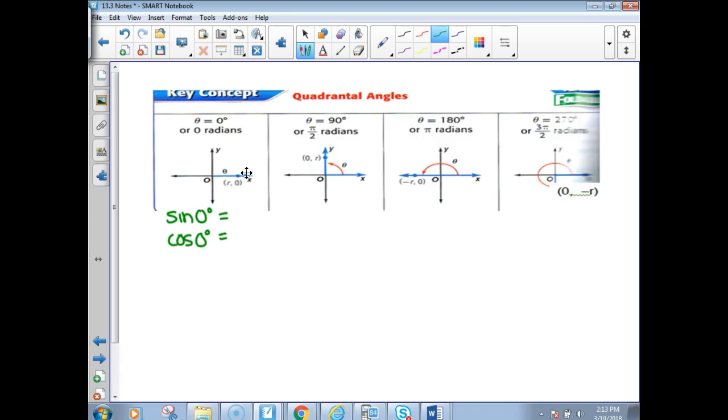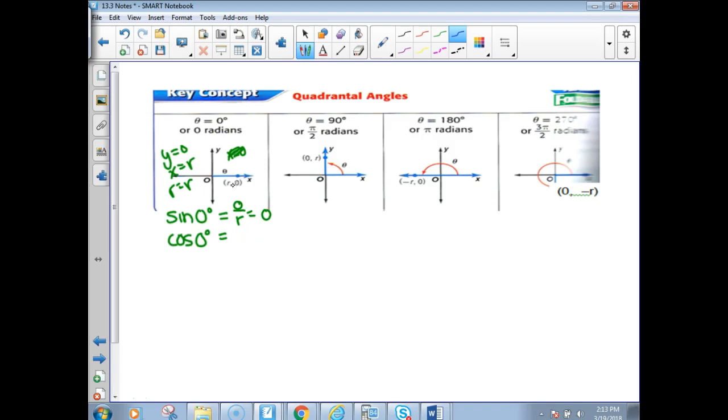Now, since sine is y, x, sorry, I wrote the wrong thing. Here, y equals 0, x is equal to r. With me? And r is itself. R equals r. All right, so if you were going to do the sine of theta, it would be y over r. 0 over r would give you 0. 0 divided by any number is 0.